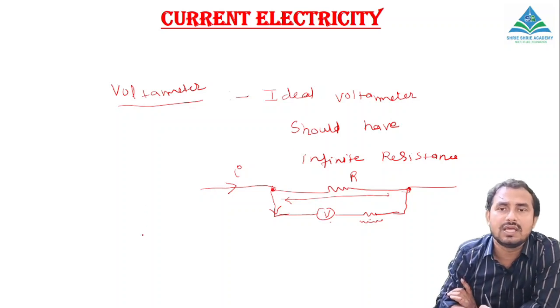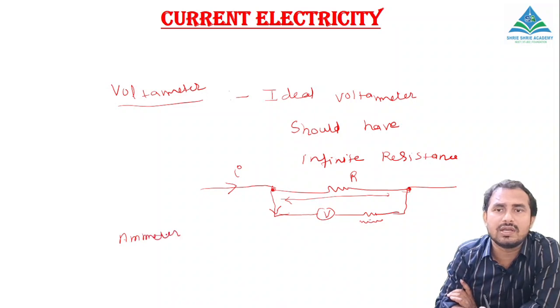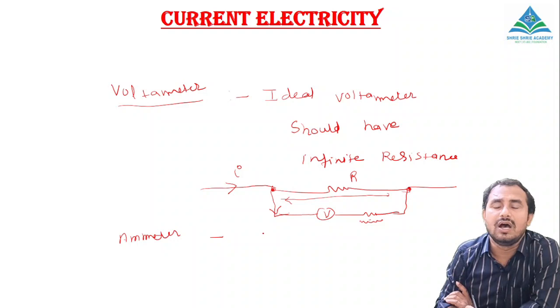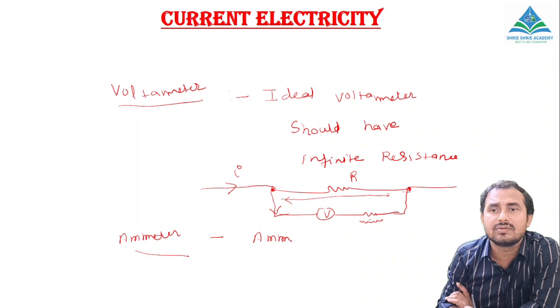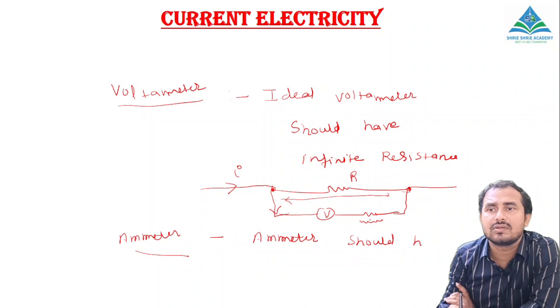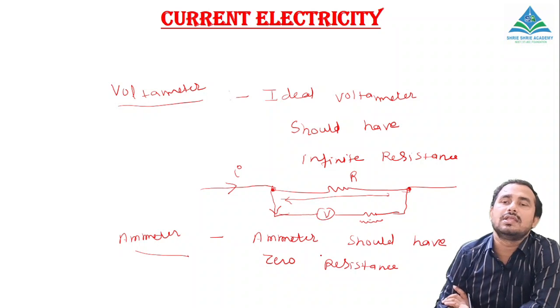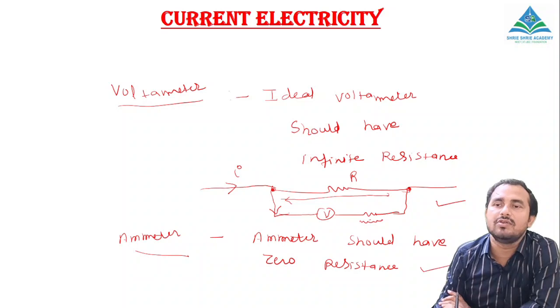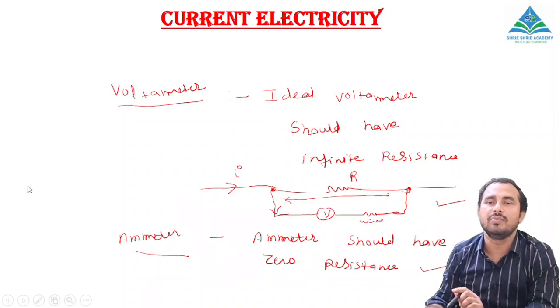If you take an ammeter, the ammeter resistance should be very low or zero resistance. The ammeter should have zero resistance because it is connected in series connection. Ammeter will be connected in series connection, voltmeter will be connected in parallel connection. Voltmeter should have infinite resistance, ammeter should have zero resistance. Some conceptual questions you may be asked here, right?